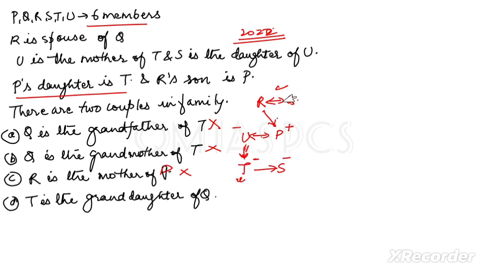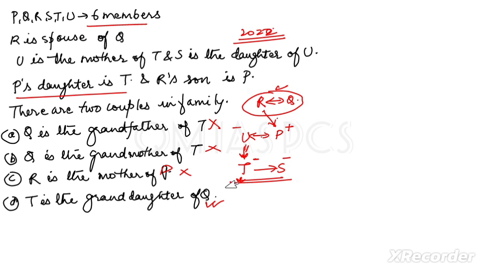We know they are the grandparents, that's fine, but we don't know which one is the grandfather and which one is the grandmother. But we know they are granddaughters. Okay, T and S both are granddaughters of Q and R. Whatever is given here, granddaughter of Q, that's right. Okay, are you getting this one?